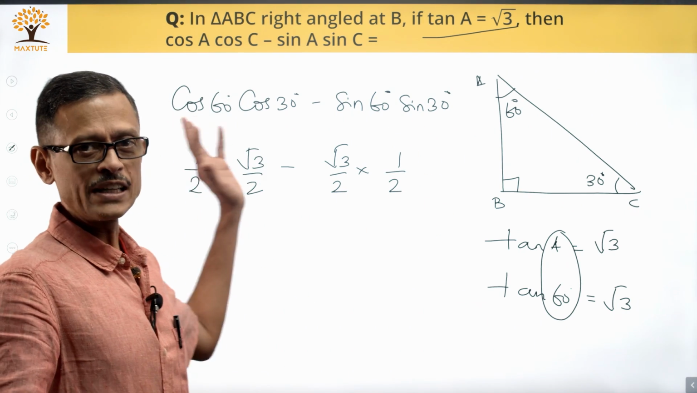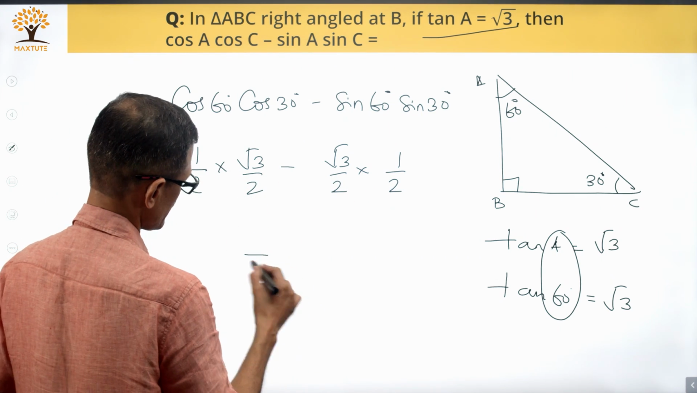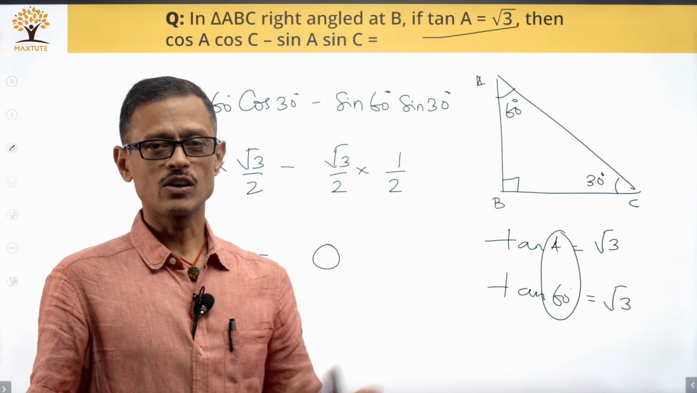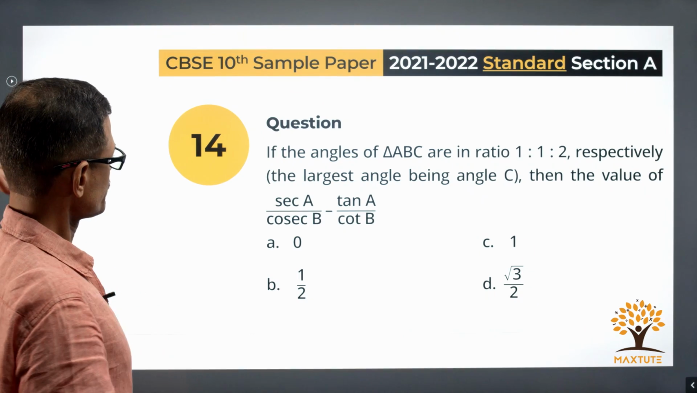So, half into root 3 by 2 minus root 3 by 2 into half, both these terms are one and the same. So, essentially you are going to get an answer which is equal to 0. So, the value of this expression cos A cos C minus sin A sin C is equal to 0. Move to the next question.